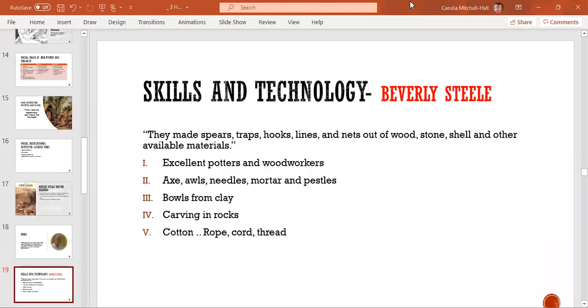Some of their skills and technologies of the Kalinagos. Remember, we would have looked at some of them yesterday. The Kalinagos and the Tainos had the very same skills and technologies. And so they would have made spears, traps, hooks, lines, and nets from wood, stone, shell, and other available materials. Now they had quite a lot of bowls.